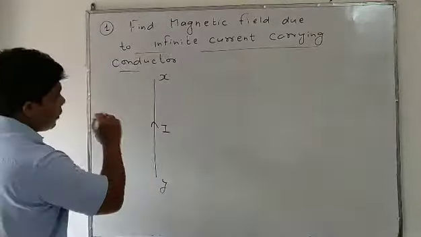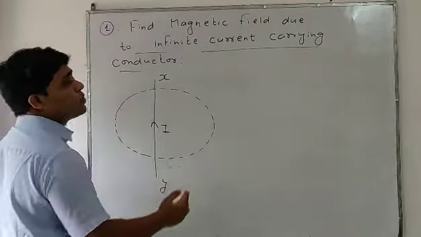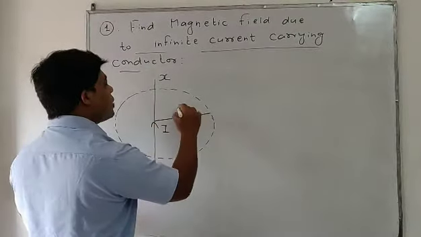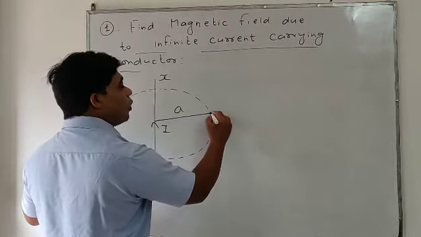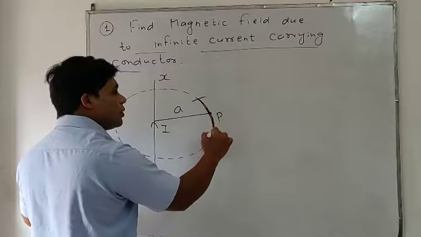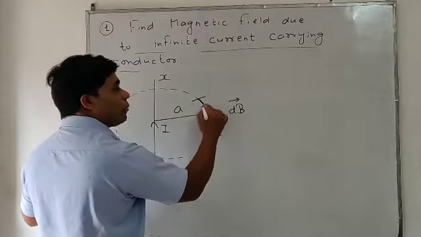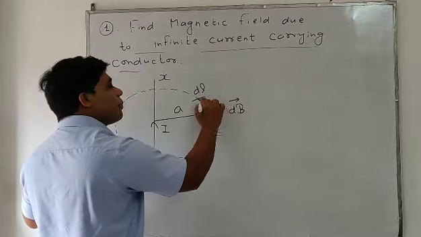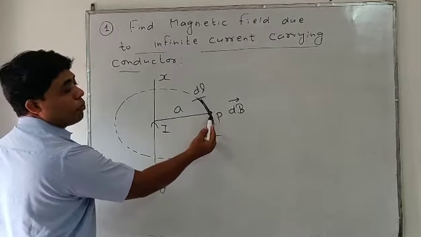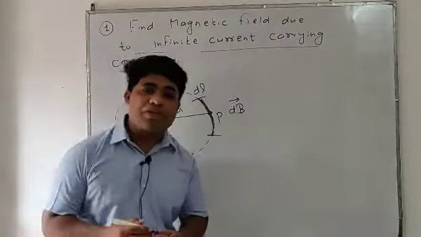So what we'll do, students, is assume a circular closed loop, and this circular closed loop is said to be an Amperian surface, of radius A. Now we can take a particular point P, and this will be taken as a partial segment. At point P we'll find the magnetic field, and this is the small segment dl. When current flows, it produces a magnetic field at the particular point P at distance A. This closed surface is called the Amperian surface.